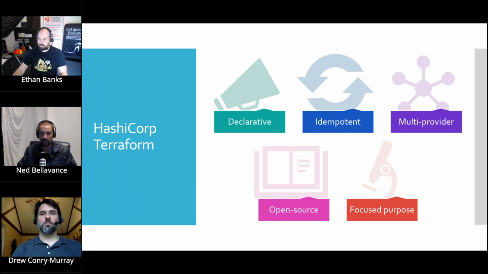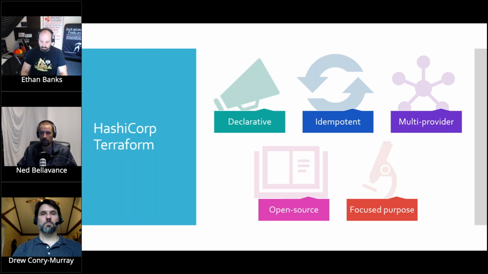HashiCorp Terraform is an infrastructure automation tool. It's declarative, it's idempotent, it's multi-provider. What that means is Terraform makes use of providers to go out and get things done for you. Some examples that you'll see in this presentation are AWS and Azure. Both have providers within Terraform that allow you to provision infrastructure, especially networking, in their environments.